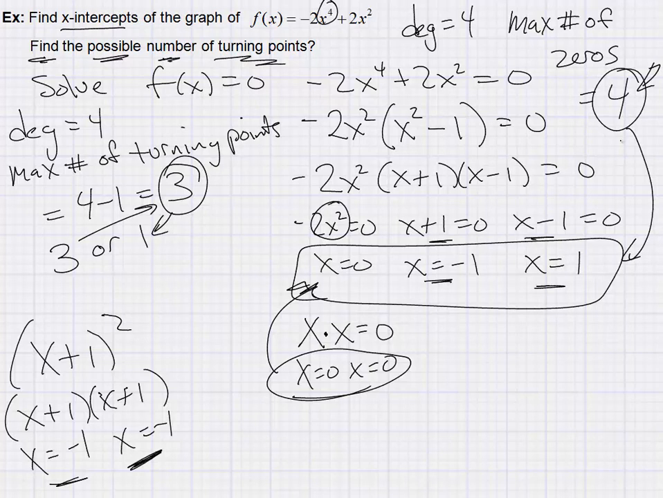Because if this is odd, if it's less than, it has to be odd. Now that's not the case for the zeros. Zeros could be any number less than the max number. But for turning points, if this is odd and it's less than, it has to still be odd.